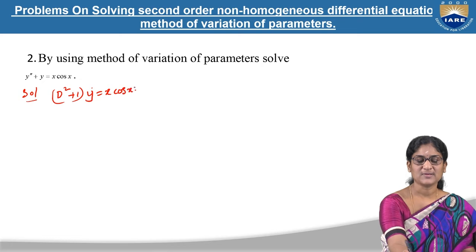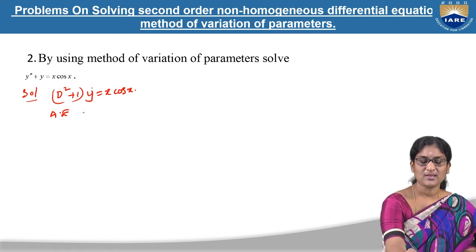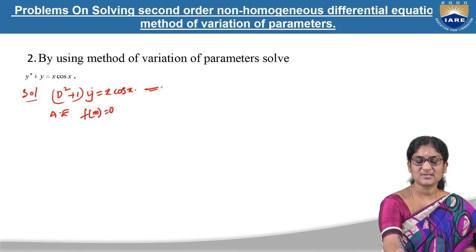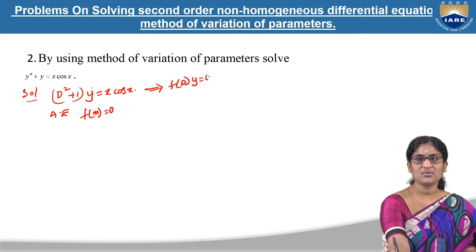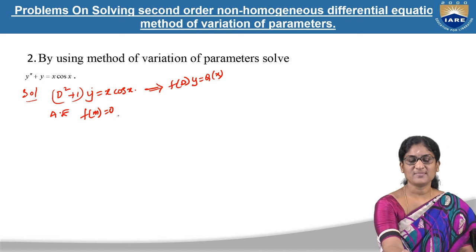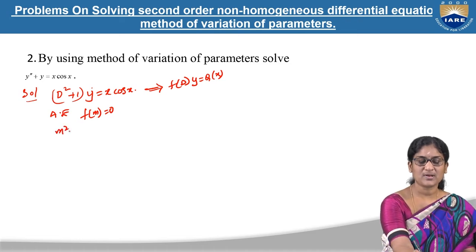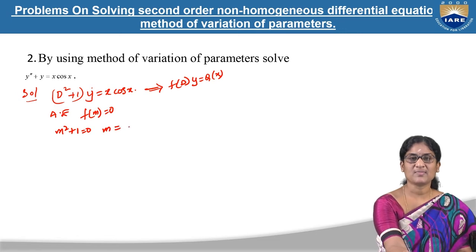Here the auxiliary equation can be obtained by f of m is equal to 0. So what is f of D? This is in the form f of D into y is equal to Q of x. So the auxiliary equation is f of m is equal to 0, or m square plus 1 is equal to 0, or m is equal to plus or minus i.